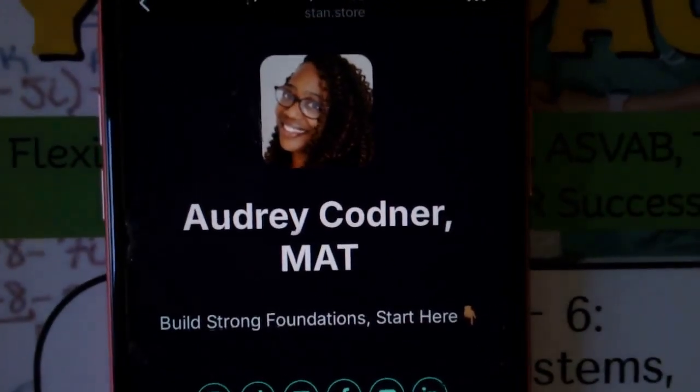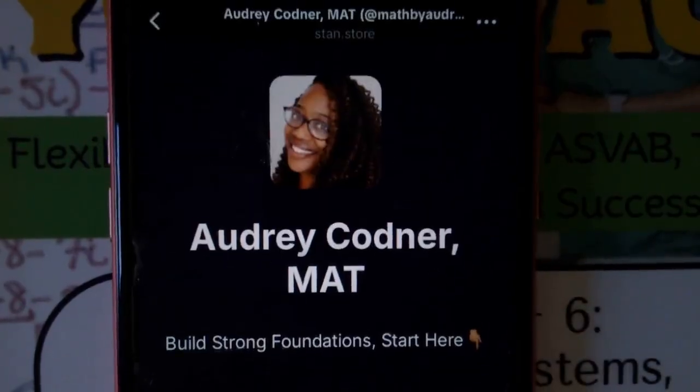And a couple things. Why am I moving my phone?